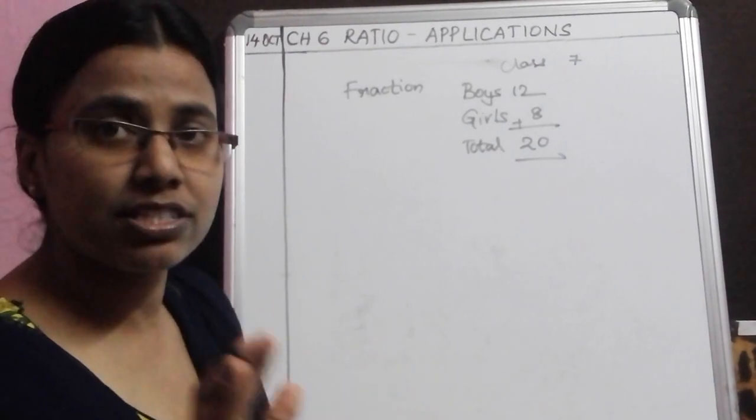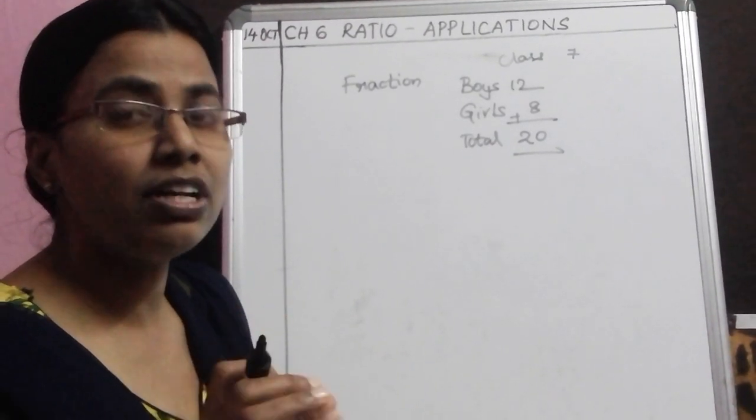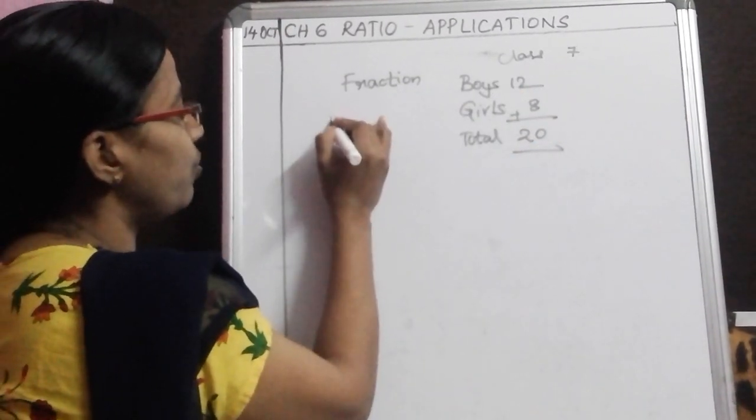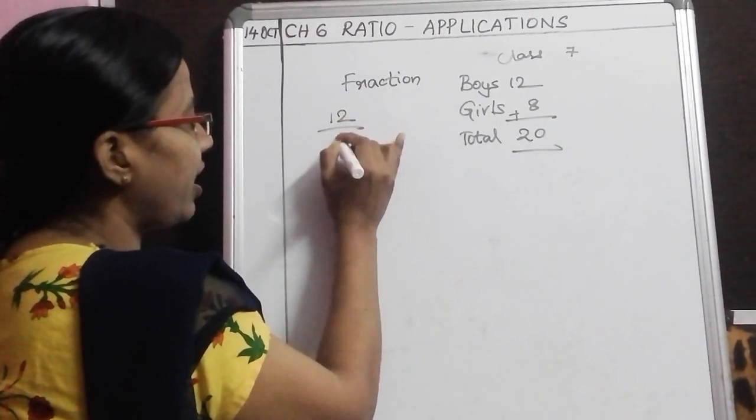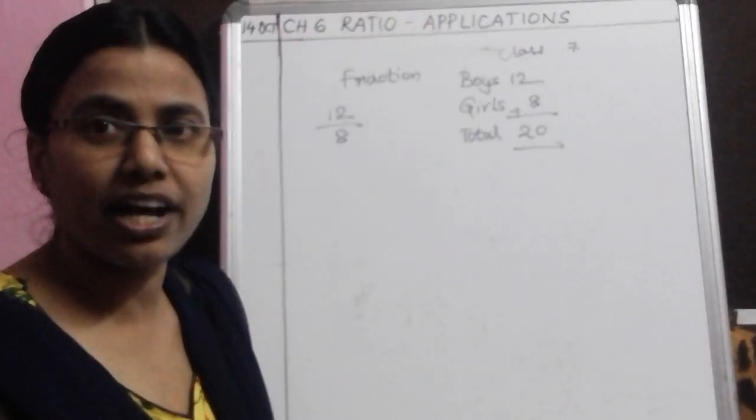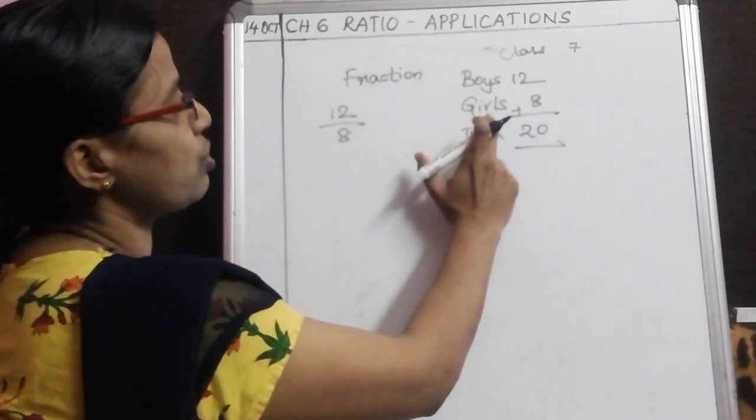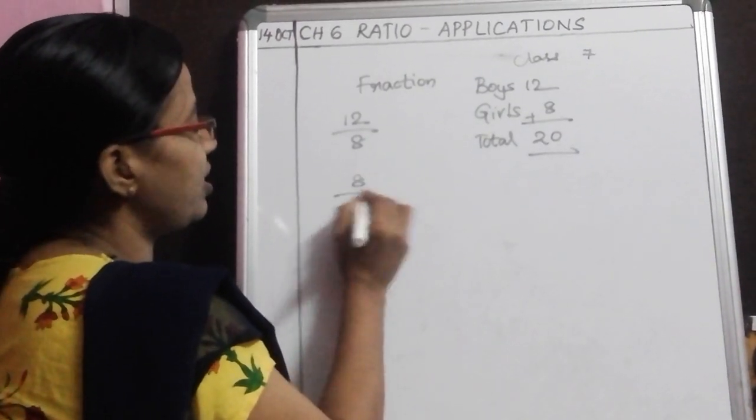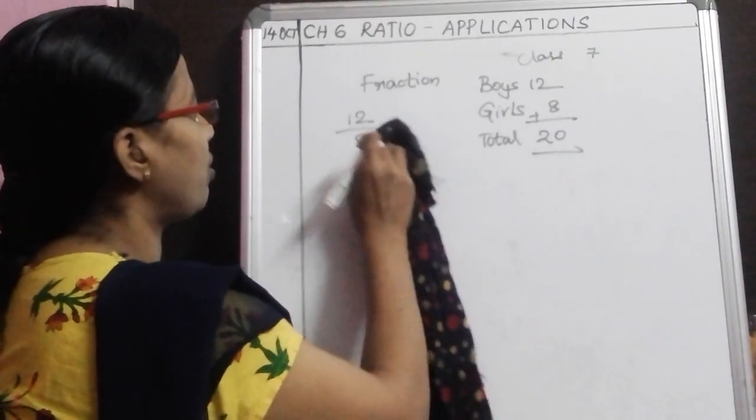Now if I am asking you to find out the fraction of boys, what do you do? 12 by 8. If I ask you the fraction of girls in the class, I can do 8 by, this is not 8.